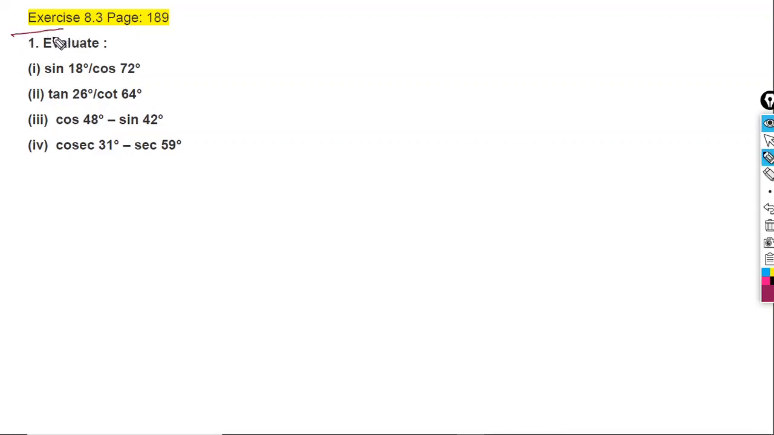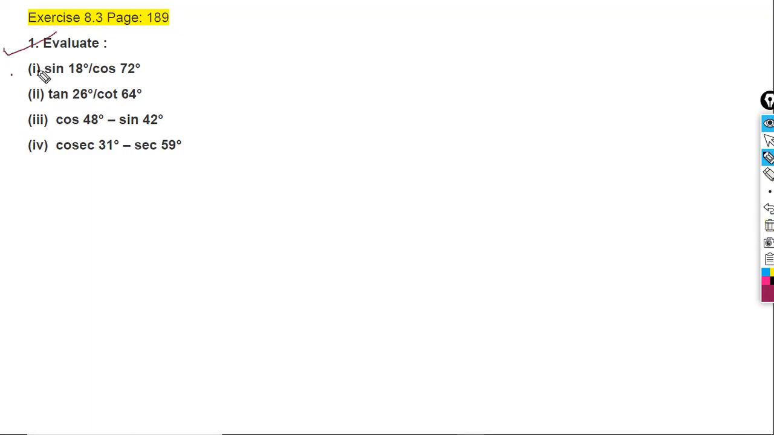So today we are going to discuss exercise 8.3 of your book, page number 189. In the last class we discussed trigonometric ratios of complementary angles. There are some formulas, and I hope you have understood all the formulas. Now we will move to the exercise.